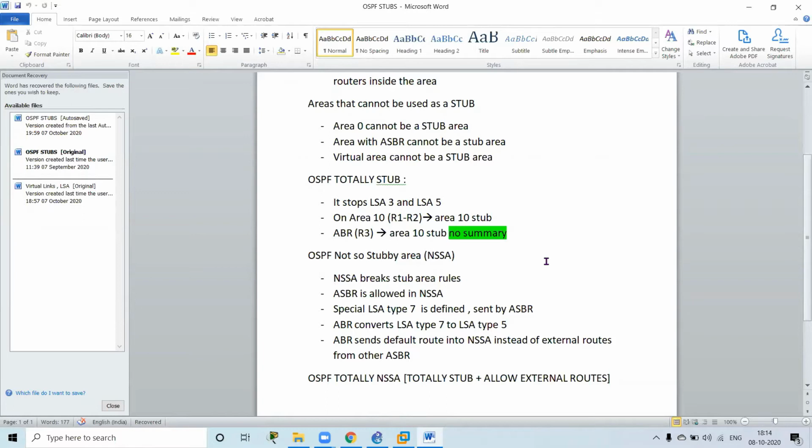The ABR converts LSA type 7 to LSA type 5. The ABR sends a default route into the NSSA instead of external routes from other ASBRs. So it generates a default route. In OSPF stub, external routes are not allowed into the stub area. Let me give you an example.